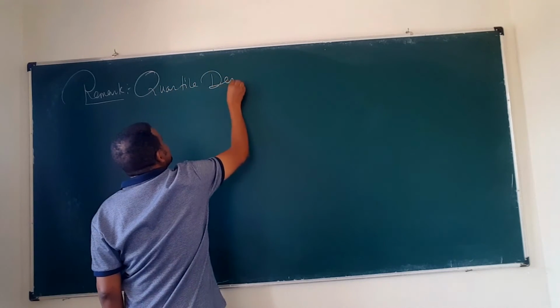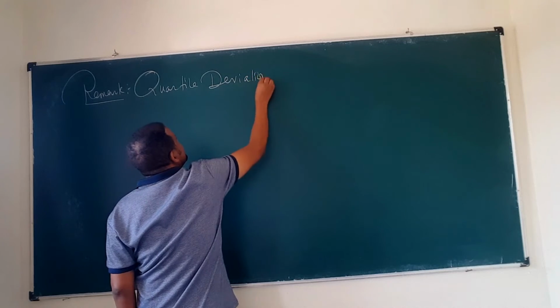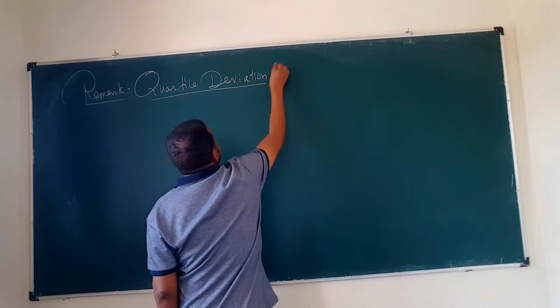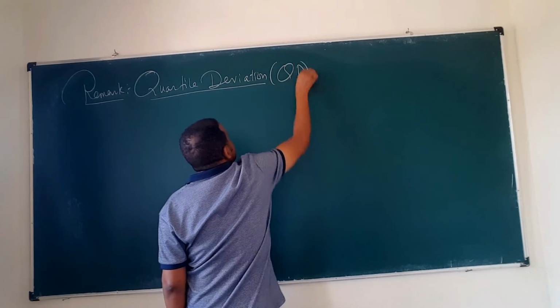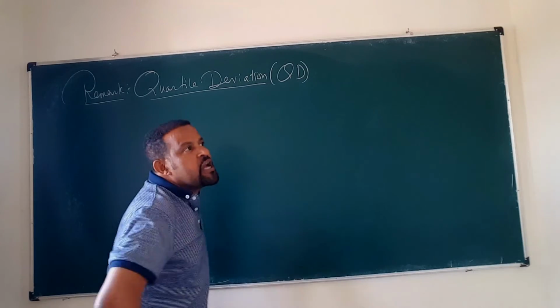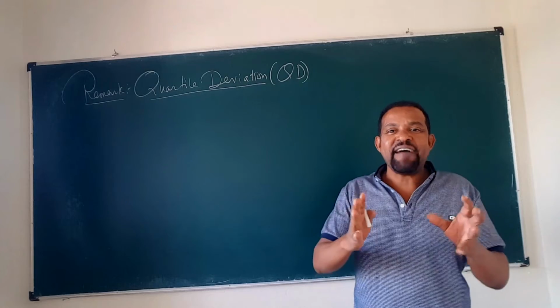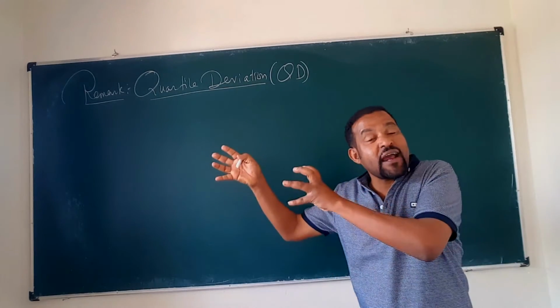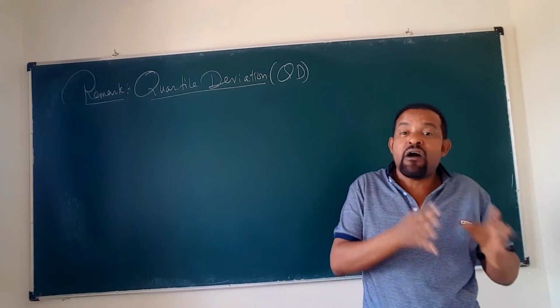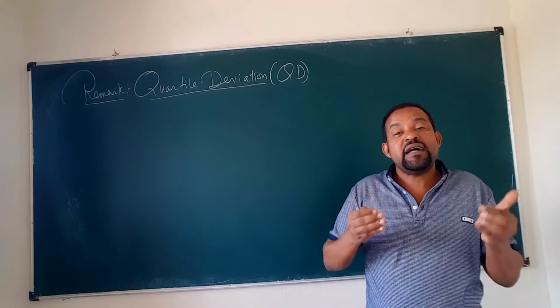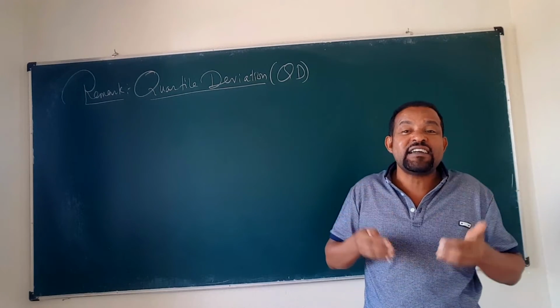Quartile deviation, which is of course denoted by QD, is nothing but half the difference of the upper quartile and the lower quartile. አሁን ቀደም ምንድነው ያየነው? What is an interquartile range?